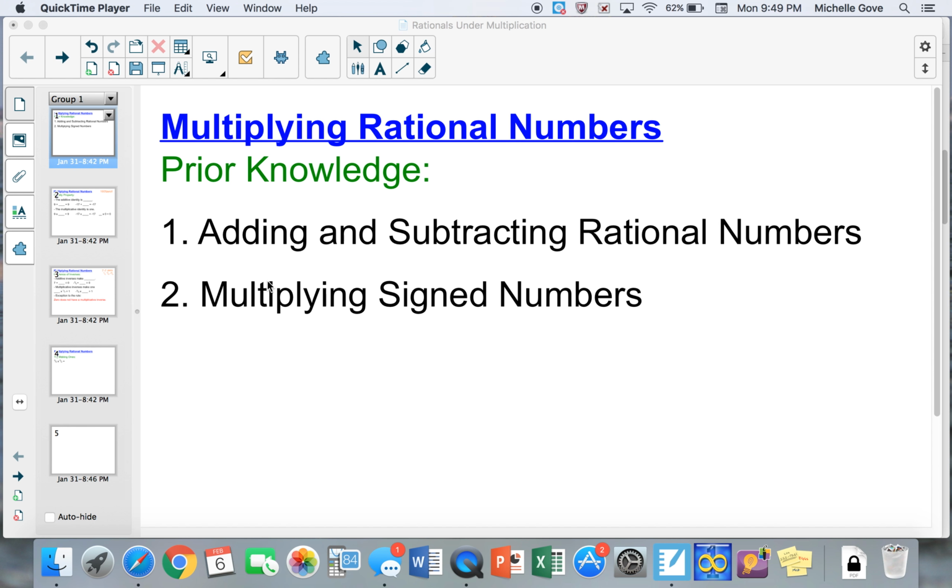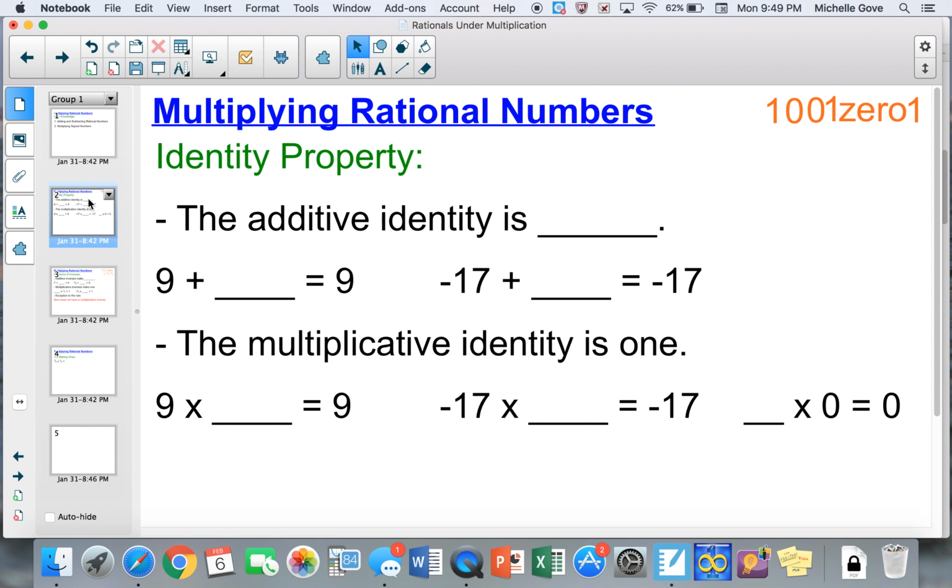So a positive and a positive will always multiply together to get you a positive. A negative will multiply by a negative to get a positive. And then if we have one positive and one negative, it will give us a negative number. So then I'll jump right in and we'll start with the identity property.